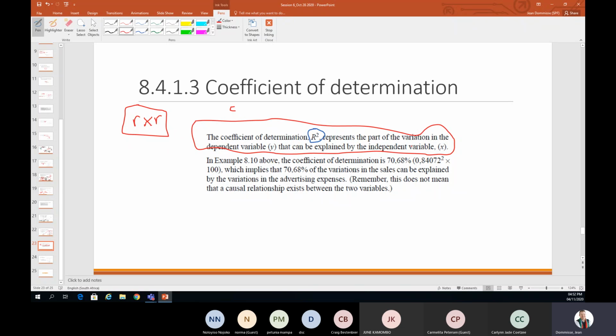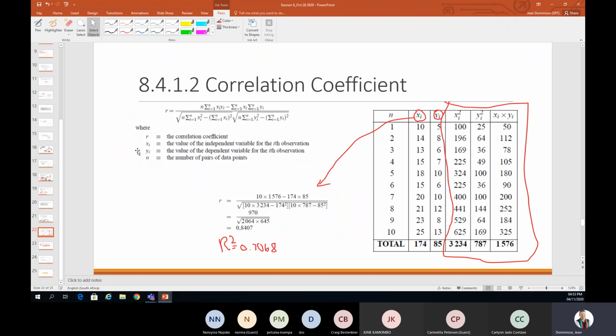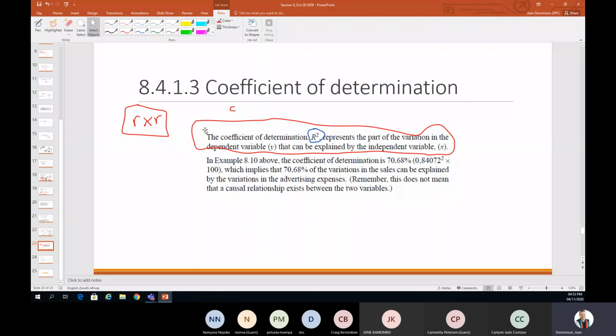And then they will repeat it for the correct one, where they will say the variation in the dependent variable can be explained by the independent variable. Then what they sometimes also bring in is the coefficient of correlation. So they can easily, in that same question, say the correlation coefficient R represents the part of a variation in, just to confuse you a bit more. And I think that is just important from the coefficient of determination point of view.